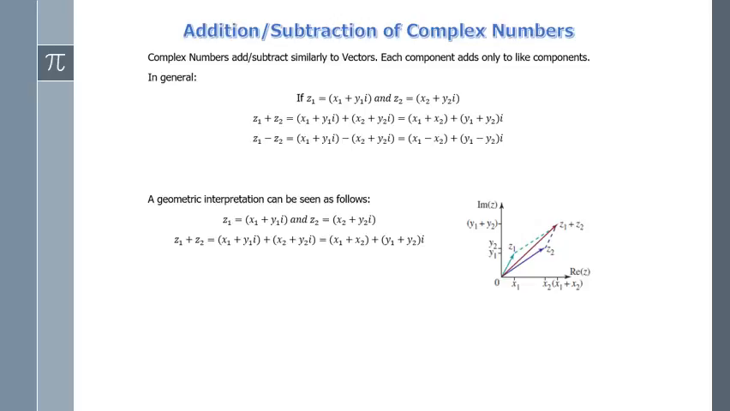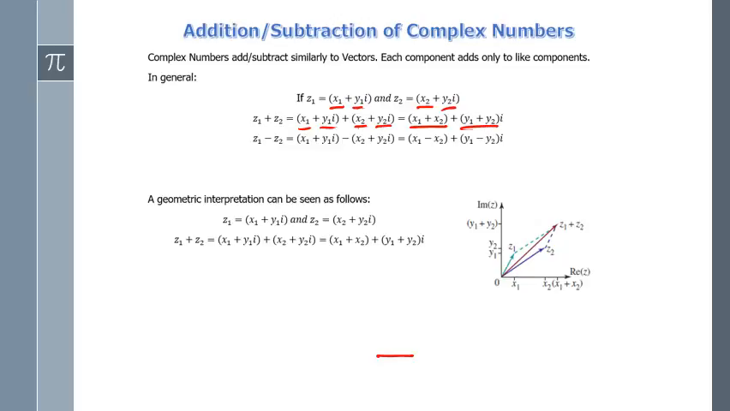If you've covered complex vectors before, complex numbers add and subtract very similarly to vectors. Each component only adds to the like component. So if I've got a real component, and a real component here, we add them together. And if I've got an imaginary component, we add them together.